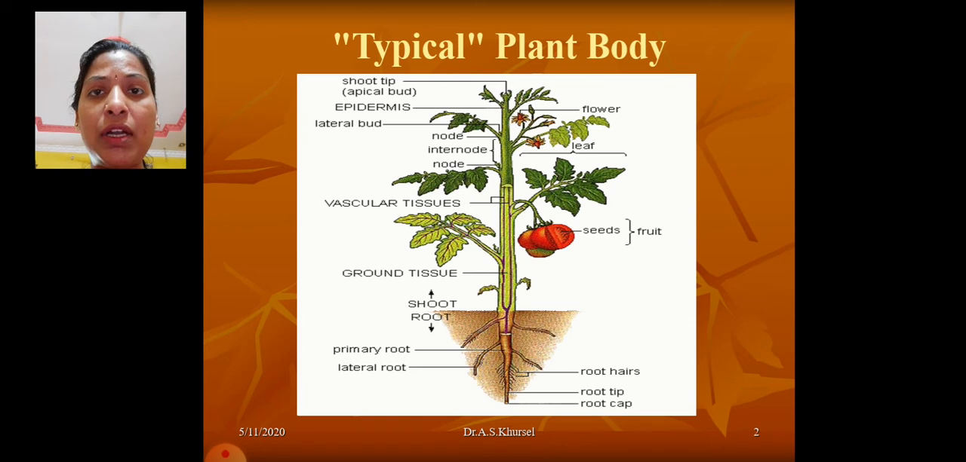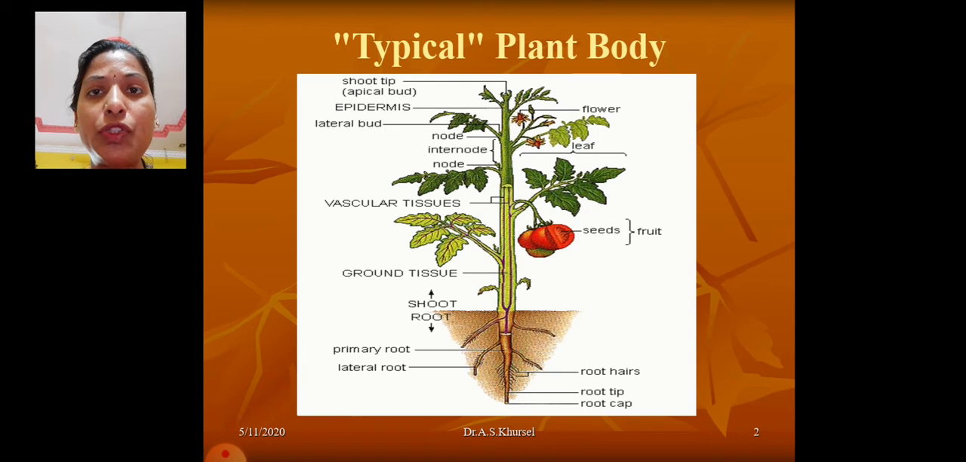Flowers are the most beautiful and attractive part of the plant body. They perform the function of reproduction because they produce reproductive organs. Mainly a flower consists of four whorls: calyx, corolla, androecium and gynoecium.